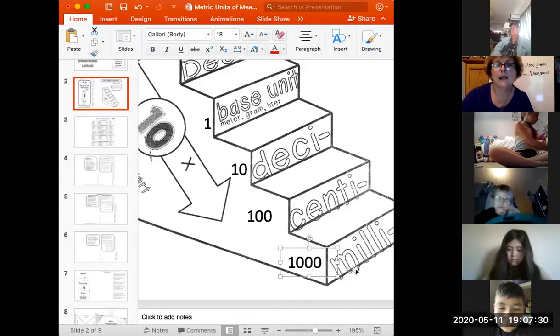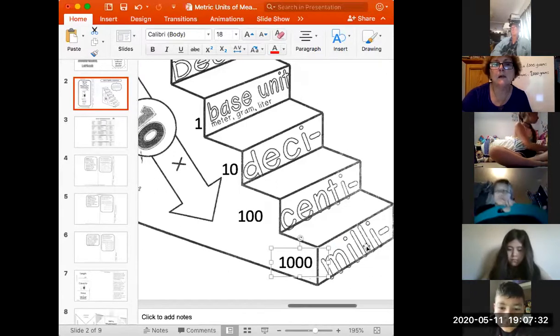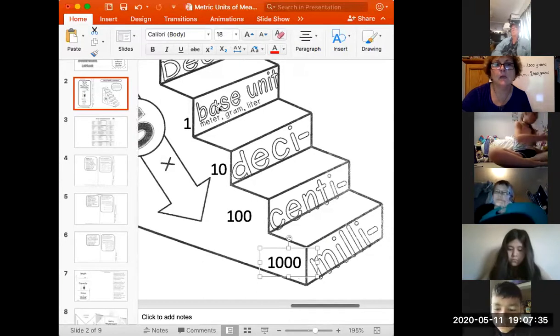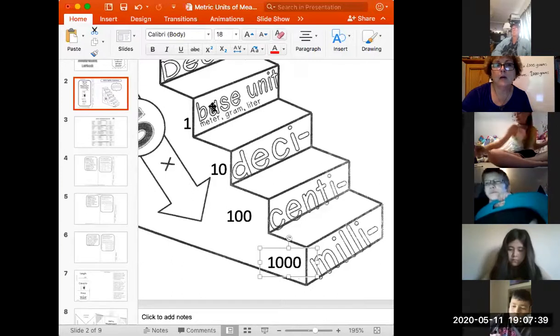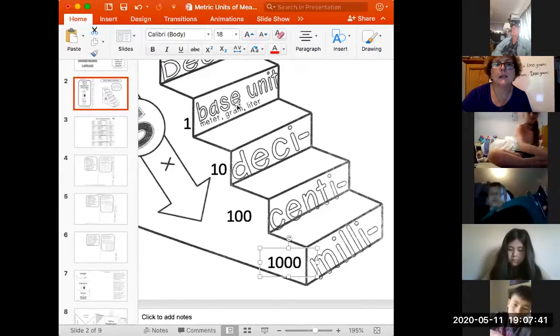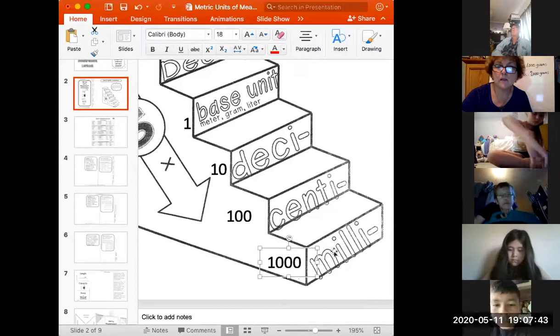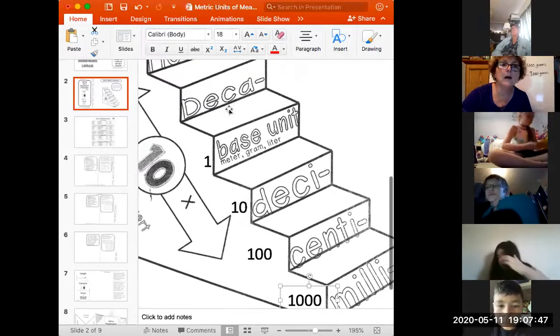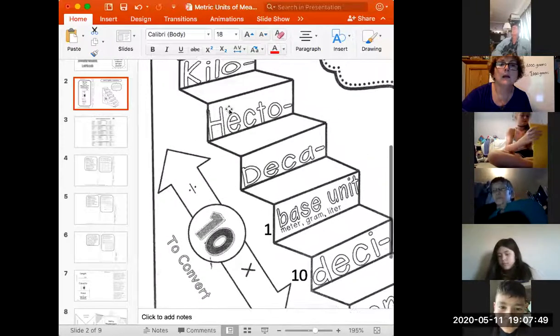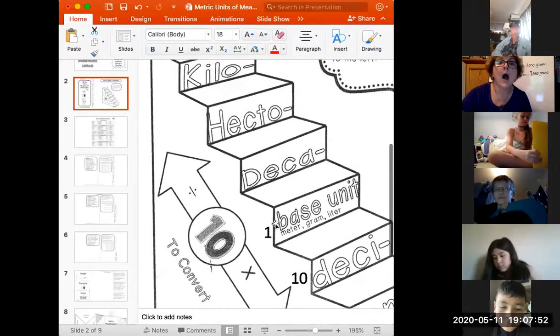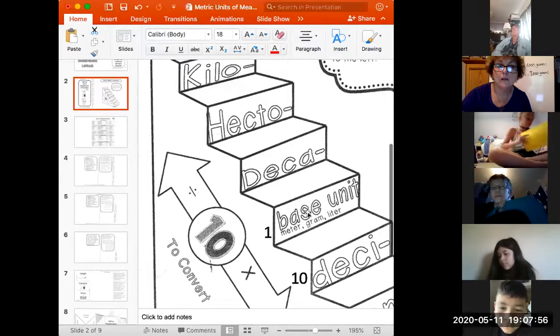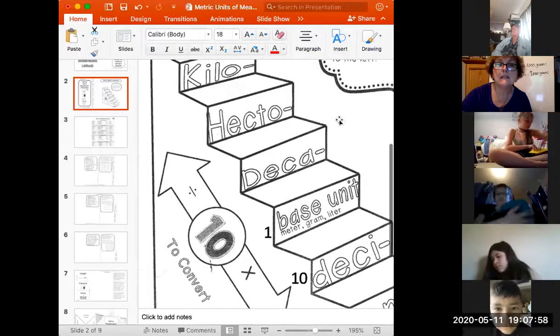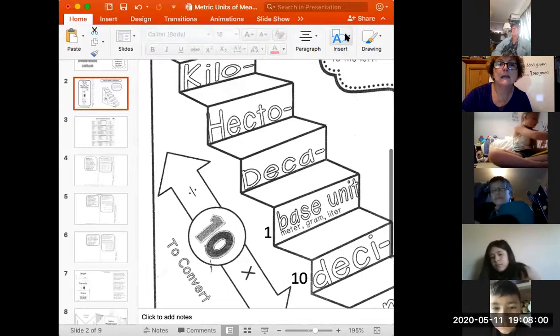It takes 1,000 milliliters to equal back up to a base unit. 10 of these equal 1 of that. 100 of these equals 1 of that. 1,000 of these equals 1 of that. When you go in the other direction, it's going to take a lot of these. It's going to take 10.